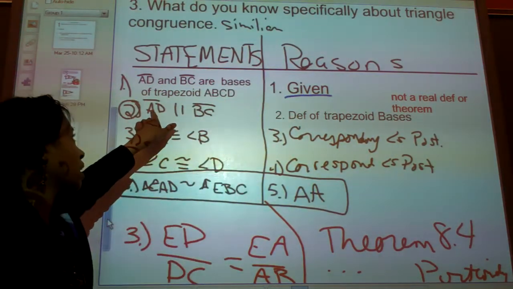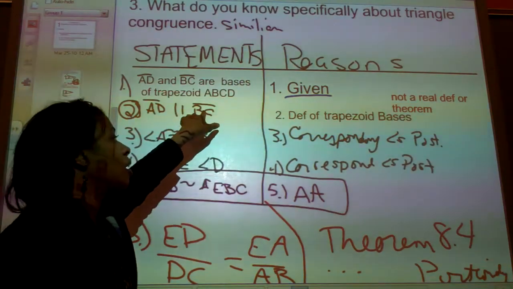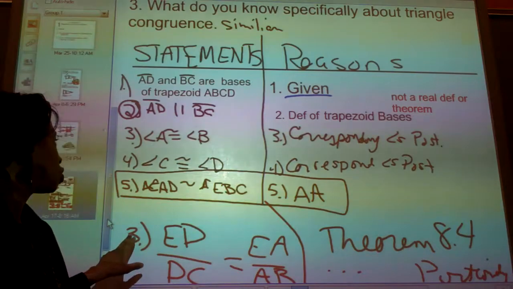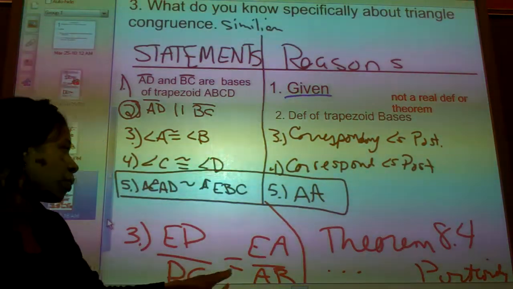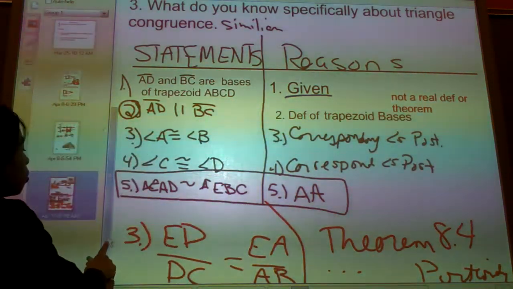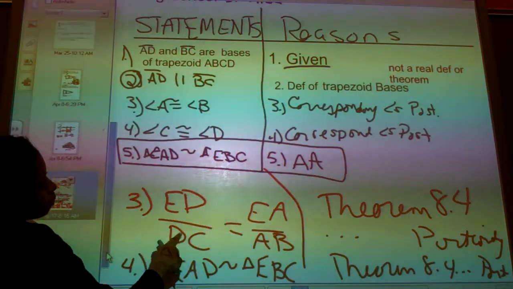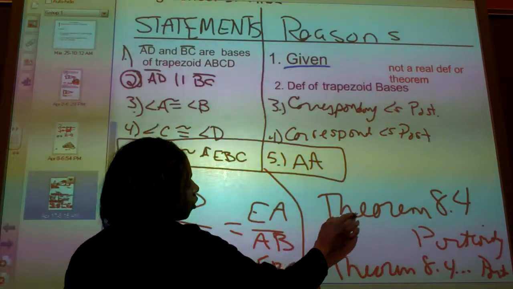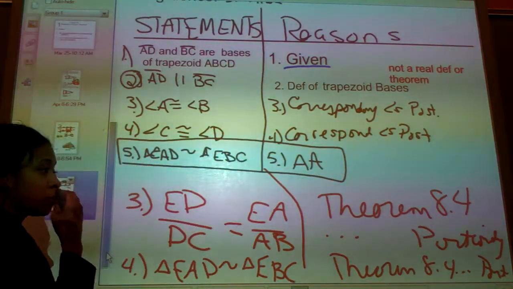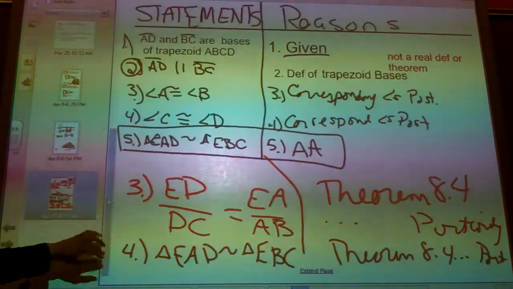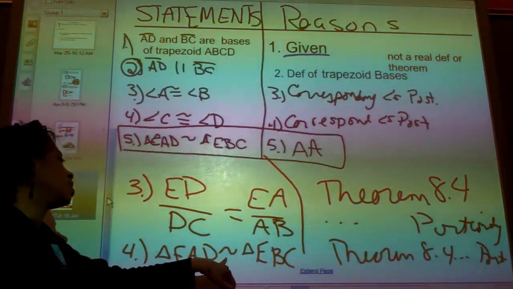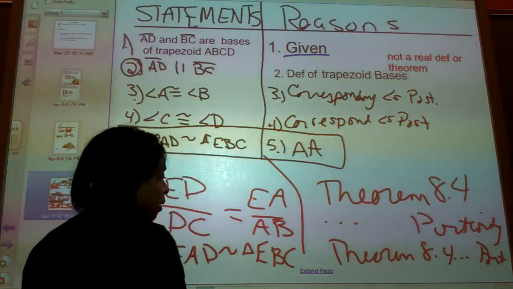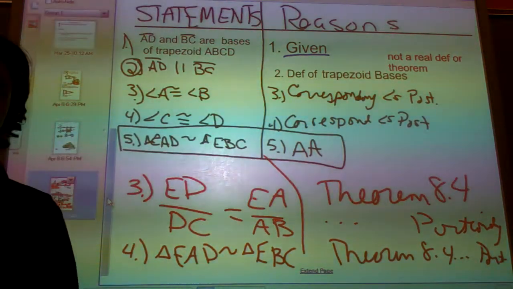And I would have needed this second one, AD is parallel to BC, definition of trapezoid, because that information was still given. And then I would have jumped down here for number 3 if I was using theorem 8.4. Okay, which says ED is proportional to DC, and then EA is proportional to AB. Theorem 8.4, the triangle similarity proportionality ratio. And then triangle EAD is similar to triangle EBC by theorem 8.4. All right, and that is 8-6.